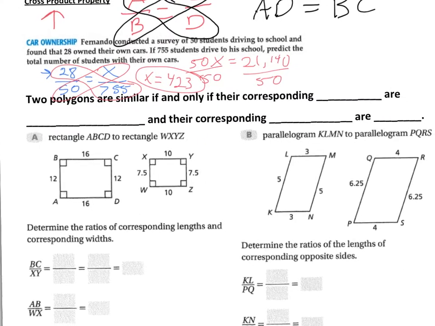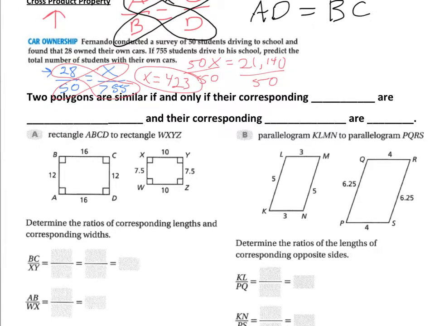Okay, two polygons are similar. Now we're talking back about shapes, so that's just an example of ratios and how to cross multiply. Now we're going to talk about how two polygons are similar if and only if their corresponding sides... Now similar is different than congruent. Similar means they're not exactly the same, but they have the same shape, but not the same size. So the sides are not going to be congruent or the same length, but they are going to be proportional. And their corresponding angles are congruent.